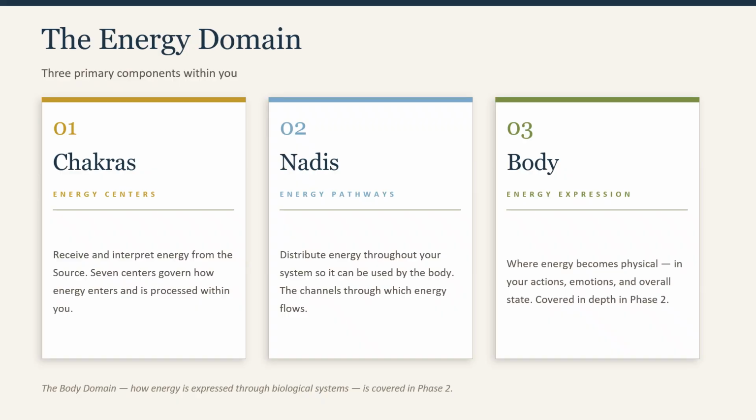Within you, the energy domain consists of three primary components. First, the chakras. These are your energy centers. They are responsible for receiving and interpreting energy from the source. Second, the nadis. These are your energy pathways. They distribute that energy throughout your system so it can be used. And third, the body. The body is where energy is expressed. It is where your energy becomes physical in your actions, your emotions, and your overall state.